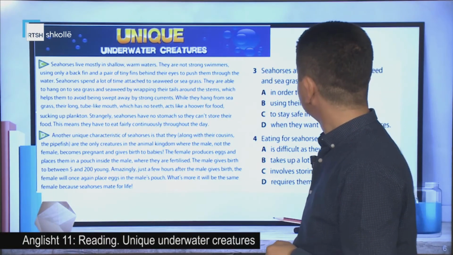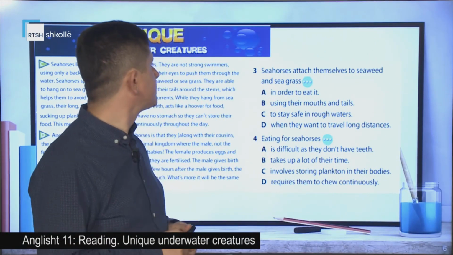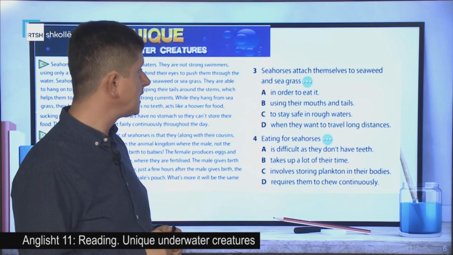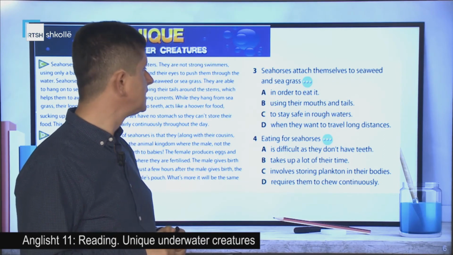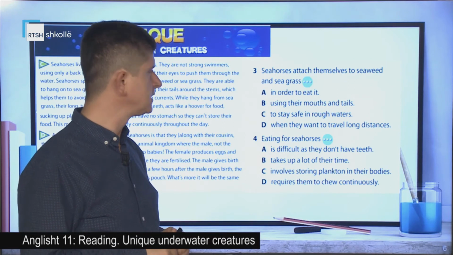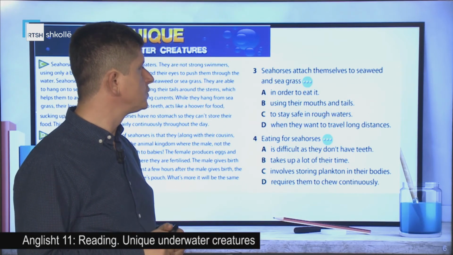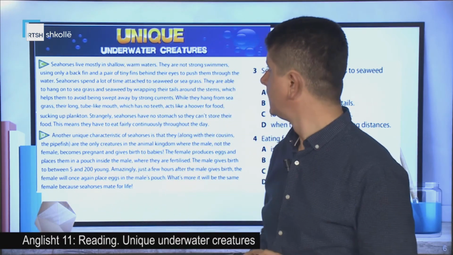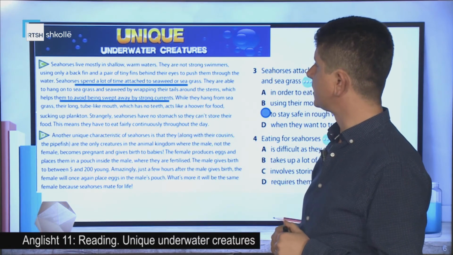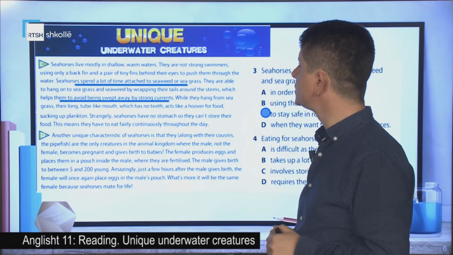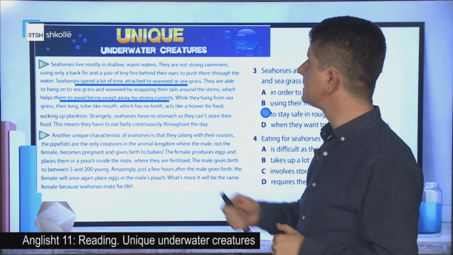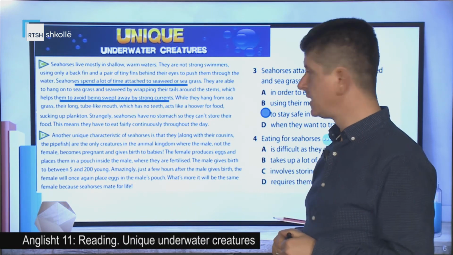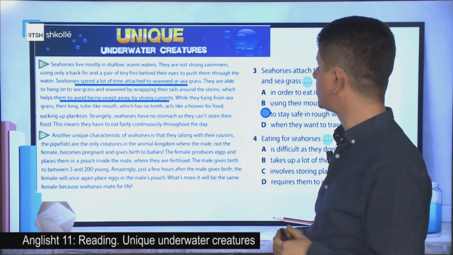Next question, number 3. Seahorses attach themselves to seaweed and seagrass in order to eat it, using their mouths and tails. C, to stay safe in rough waters. And D, when they want to travel long distances. So why do they do that? Why do they attach themselves to seaweed? The answer lies here in the third paragraph, paragraph C. Seahorses spend a lot of time attached to seaweed or seagrass. This helps them to avoid being swept away by strong currents. And so it goes with the third alternative, which is to stay safe in rough waters.